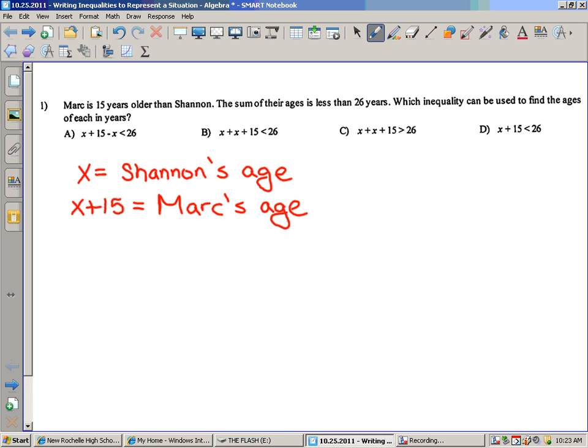So now, how does this fit together? What's this next part mean? The sum of their ages. What's that word sum mean?